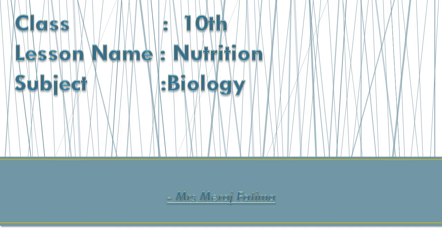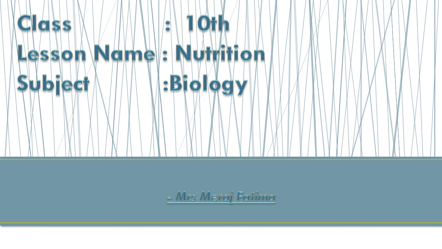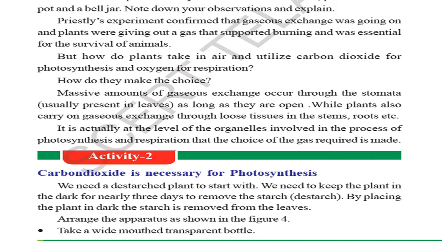We started our lesson, nutrition, right? This is a big lesson. Slowly I am going through each and every step, isn't it? Cell wall, cytoplasm, plasma membrane. So we have seen that experiment, the bell jar experiment, no? The Priestley experiment confirmed that gaseous exchange was going on and plants were giving out a gas that supported burning and was essential for the survival of animals. The rat, mint plant in the bell jar and the candle was there, right?